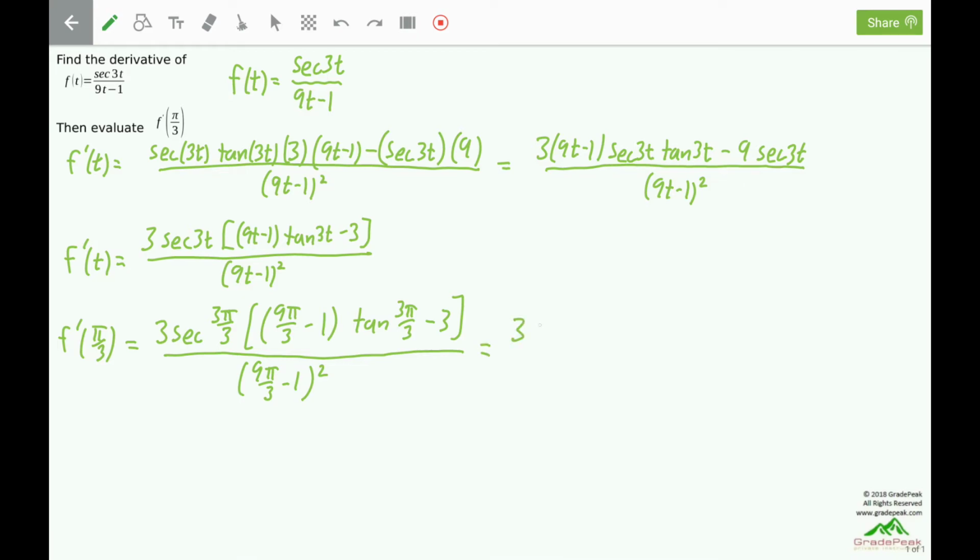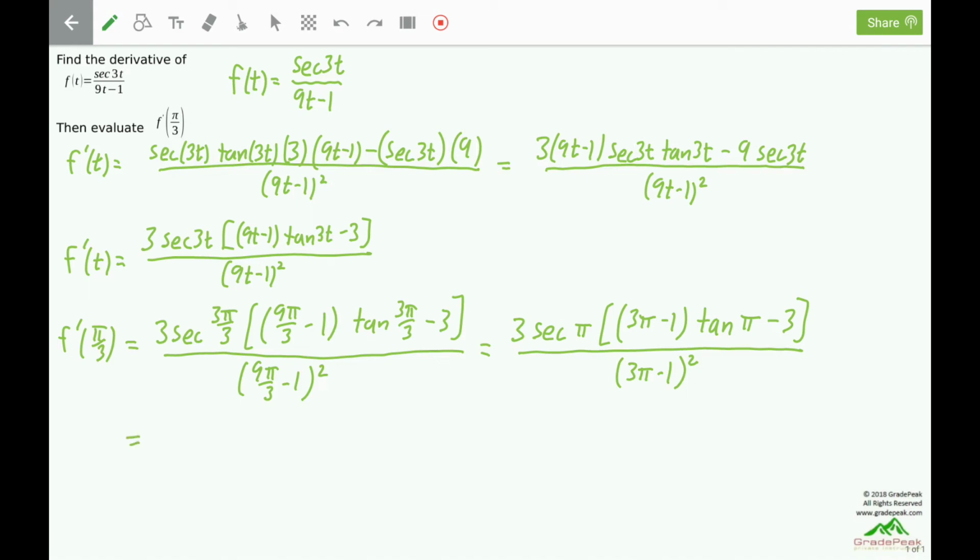So we have 3 times the secant of 3 pi over 3, which the 3's cancel, and it's secant of pi, times 9 pi over 3. The 9 and 3 cancel. That will just be 3 pi minus 1. The tangent of 3 pi over 3, that reduces to tangent of pi, and then minus 3. All divided by 9 pi over 3 cancels to 3 pi, and then minus 1 quantity squared.